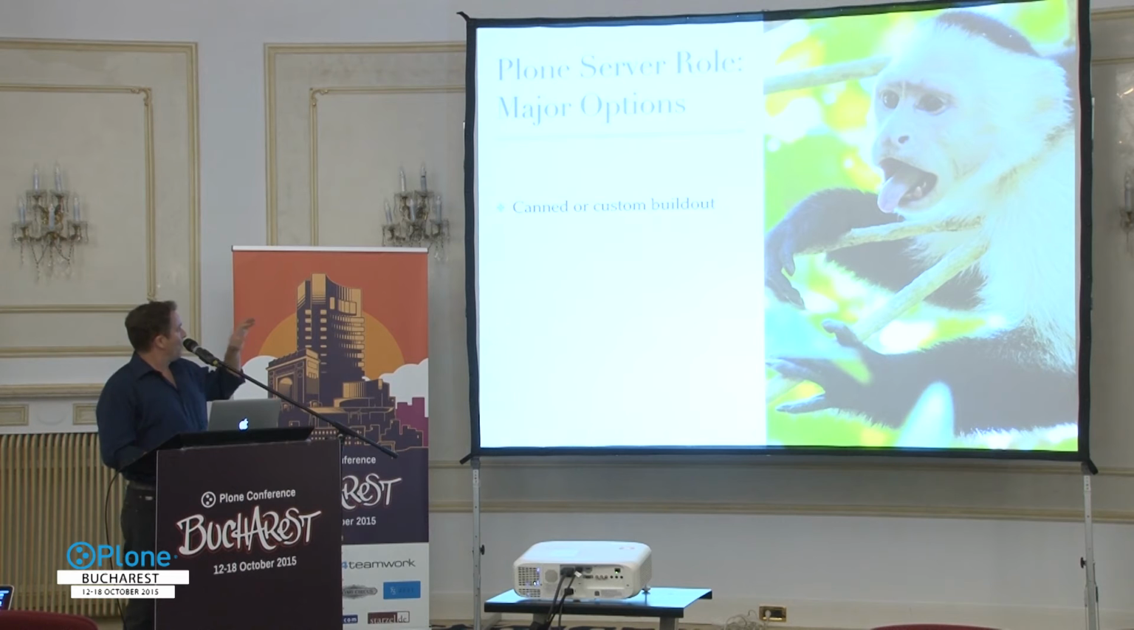For the server role, you can either use the canned build-out, which is, like I said before, very similar to the unified installer, or you can actually use your own build-out. If you use the canned build-out, you can specify how many Zio clients you want. You can specify the memory profile and any additional eggs and version pinning and so on.